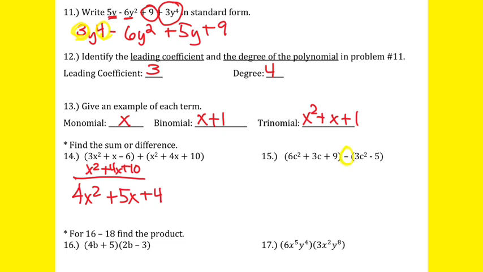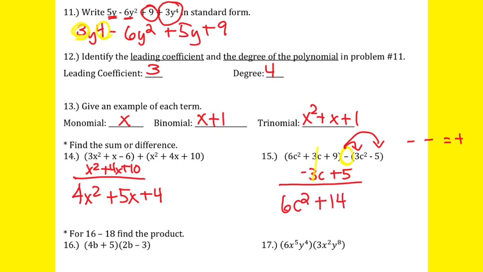On 15, we have to watch because we are subtracting all of this binomial. So we're subtracting a 3c, and we're subtracting a negative 5, and when we subtract a negative 5, we add, right? So we add that. Same like when we multiply 2 negatives, we also get a positive. So it's not that different. Go ahead and combine my like terms, and I end up with 6c squared plus 14, because the 3c values cancel each other out.